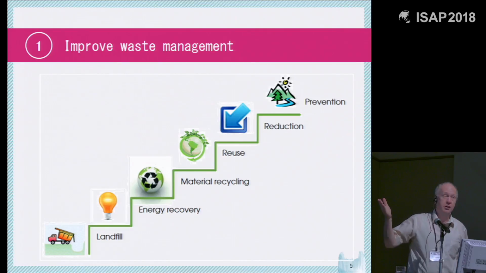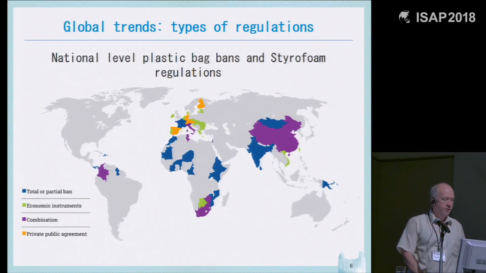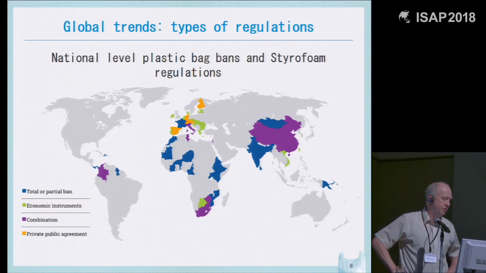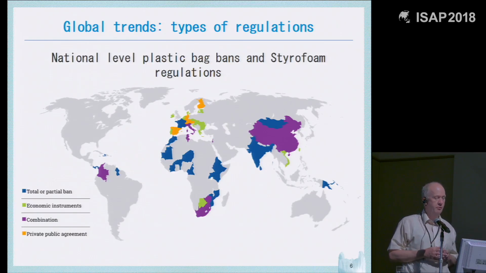Recycling, energy recovery, that's waste to energy, used a lot here in Japan, and of course landfill. This is a map, from the time when we wrote the report early this year, of all the different total or partial bans on plastics that we could find at the national, and to a lesser extent city, level, and economic instruments that were in place, and some combination of the two. Also private-public sector agreements between certain companies and governments.